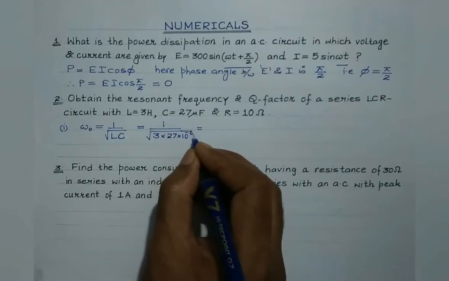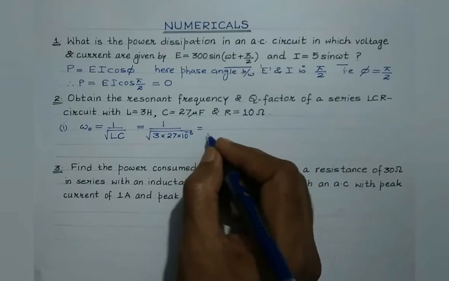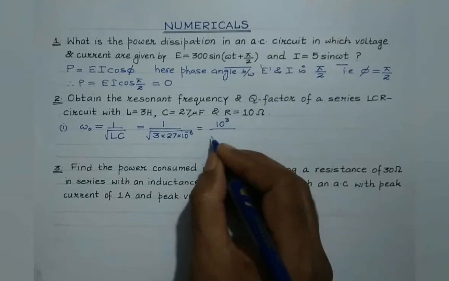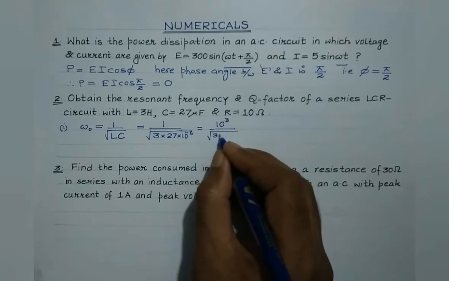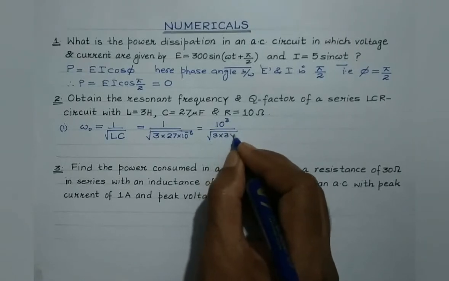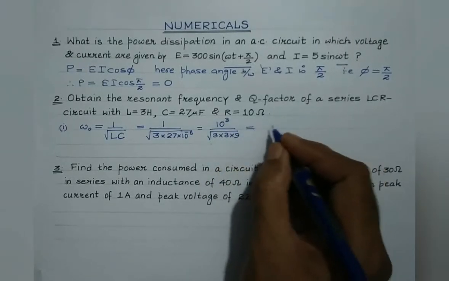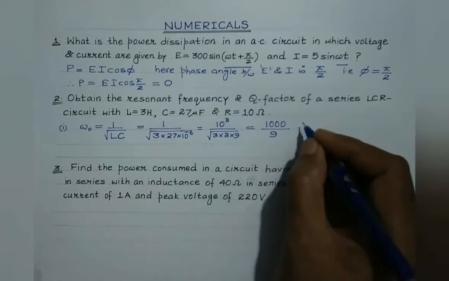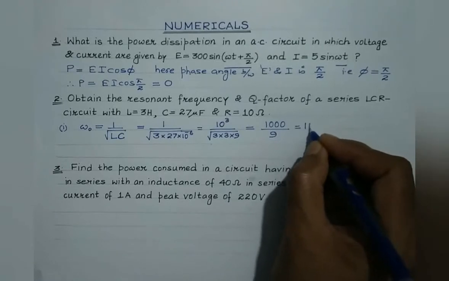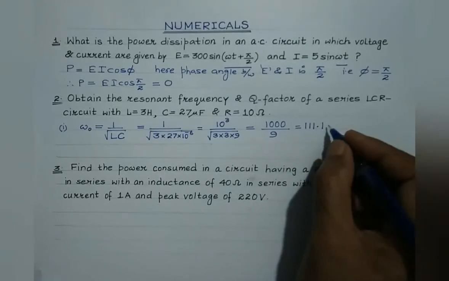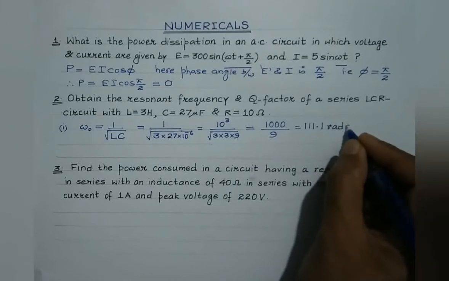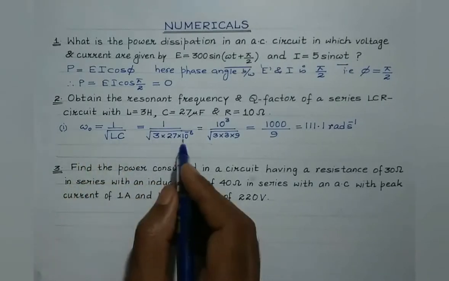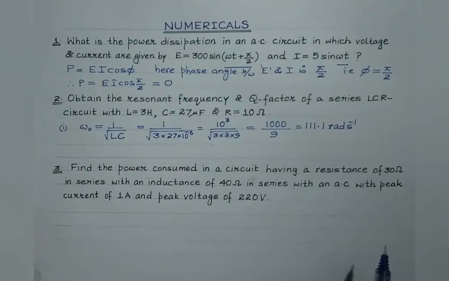So 10 to the power minus 6, square root of 10 to the power minus 6 is 10 to the power minus 3. When it goes in the numerator, it will become 10 to the power 3 divided by square root of 3 into 27. It can be written as 3 into 9. So what you get is 1000 divided by 9, which will be equal to 111.1 radian per second. So this is the value of the resonant angular frequency, right?